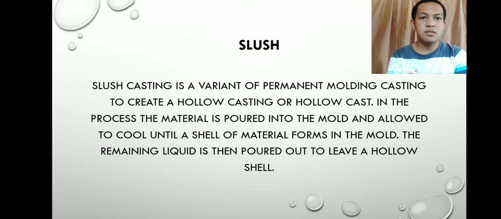Next to discuss is slush casting. Slush casting is a variant of permanent mold casting to create hollow castings. In the process, the material is poured into the mold and allowed to cool until a shell of material forms in the mold. The remaining liquid is then poured out to leave a hollow shell.